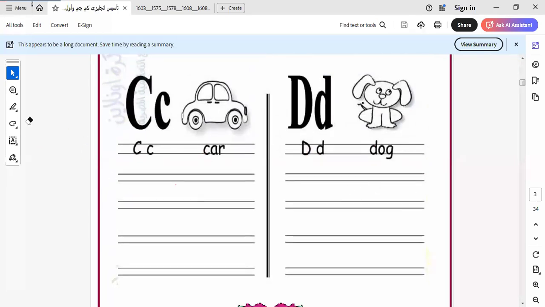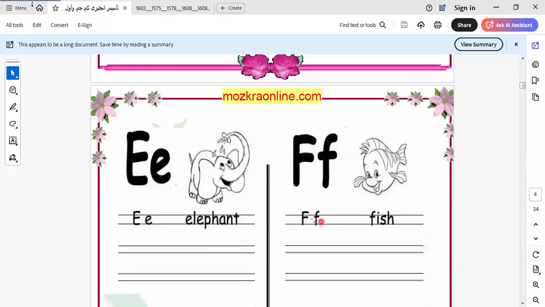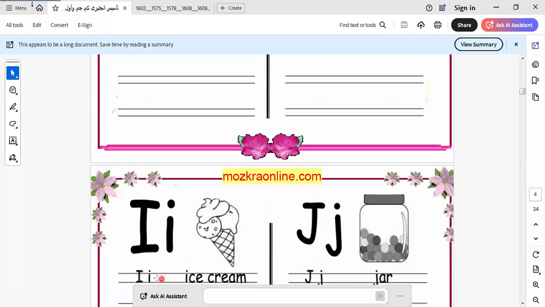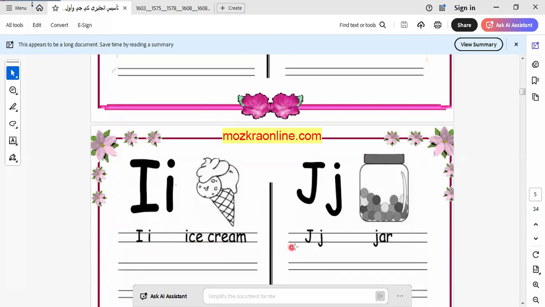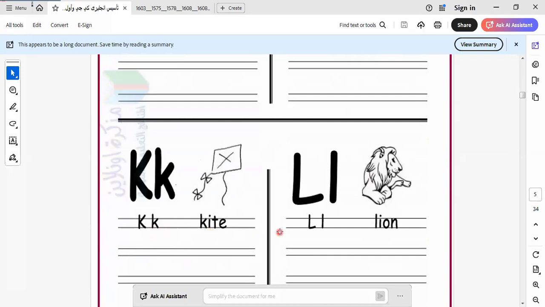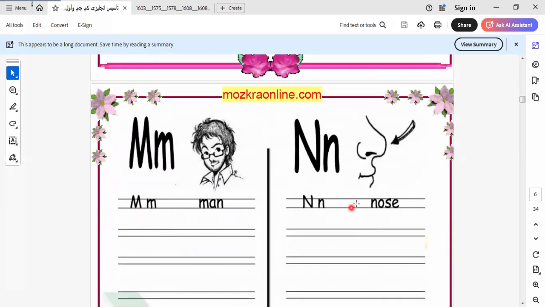Here is capital E and small e for elephant, capital F and small f for fish, capital G and small g for girl, capital H and small h for hat, capital I, small i for ice cream, capital J, small j for jar, capital K and small k for kite, capital L and small l for line, capital M and small m for man. Today we stop here on the letter M. Next class I will continue. Now I am going to read you a story today.